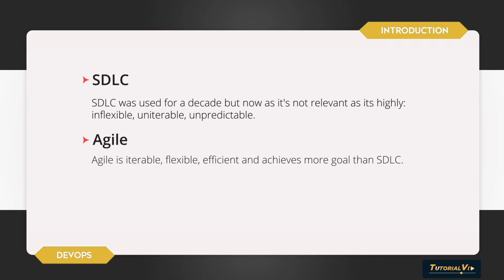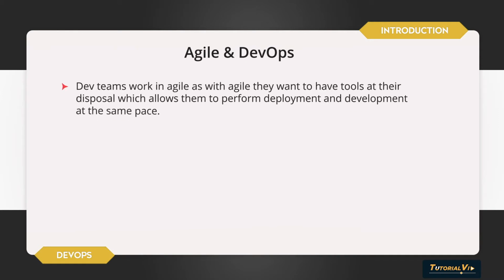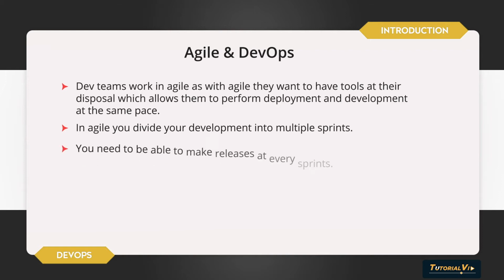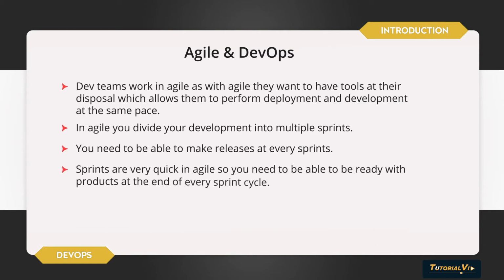Now the development teams work in Agile and are looking for tools at their disposal which enable them to deploy at the same pace as development. Thus, the Agile model lets you divide development into multiple sprints. Similarly, you should be able to release at the end of each sprint. Sprints are very quick in Agile, and hence the product is ready in 2 or 3 weeks.